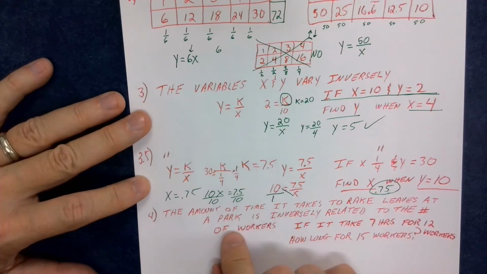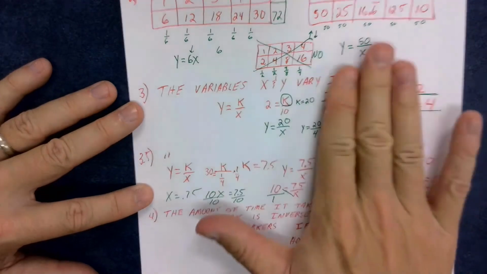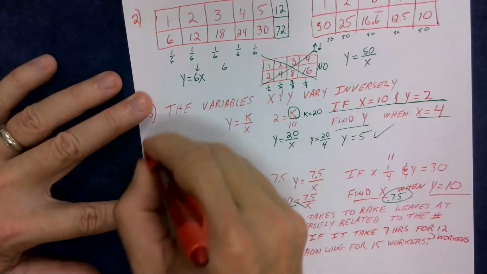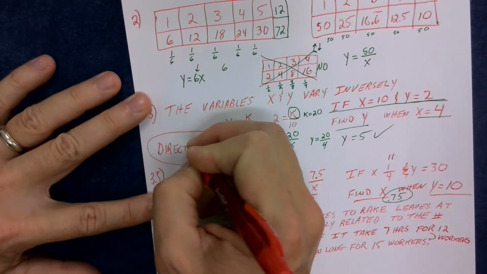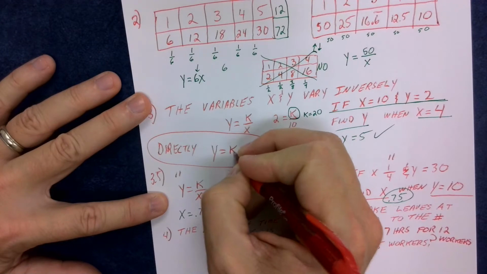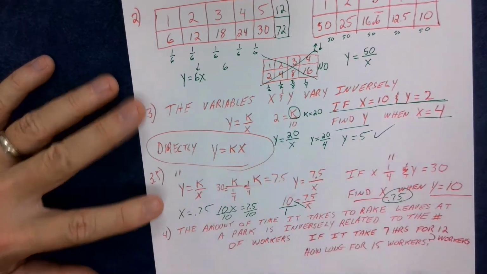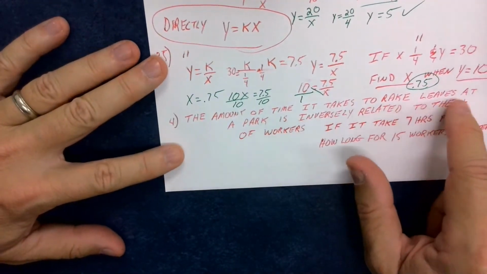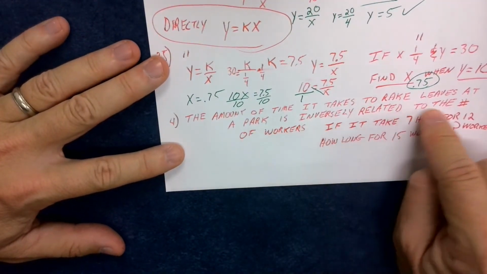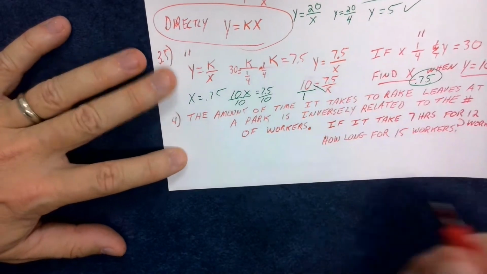Now the only difference is if these equations said that the variables x and y vary directly, if it said directly and it gave you that stuff, then I would write y equals k times x instead of k divided by x. And everything else stays the same. Okay, so the last part of this problem right here says the amount of time it takes to rake leaves at a park is inversely related to the number of workers. Awesome. So let's see if we can write that down.